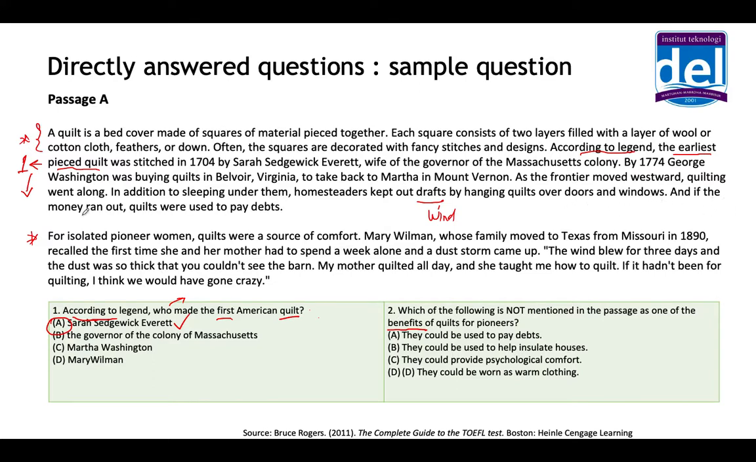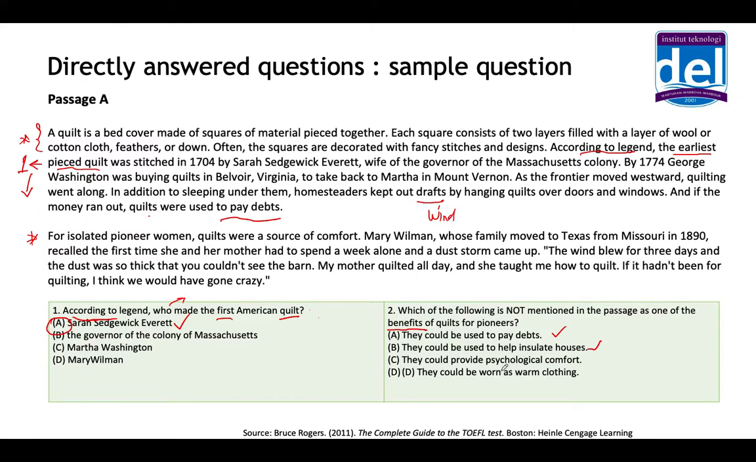"And if the money ran out, quilts were used to pay debts." This is also another function. We just need to match these statements to the options available, and the question is "not mentioned." If we look at option A, "they could be used to pay debts," it is explicitly stated here that it is used to pay debts, so this is not the answer that we are looking for. B, "they could be used to help insulate houses." This is also mentioned in the text. It says here that it can keep out drafts, so it can keep out wind. It means that it can insulate houses.